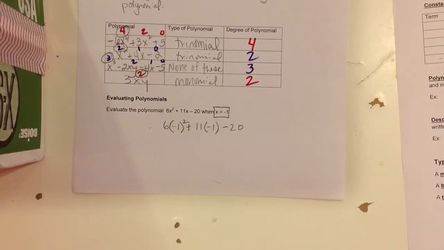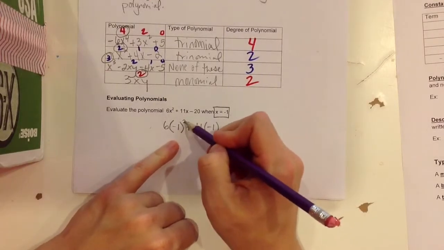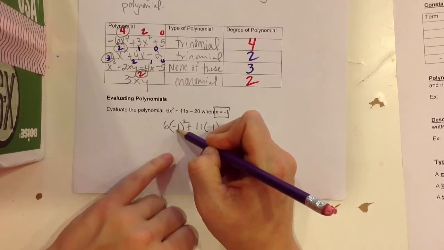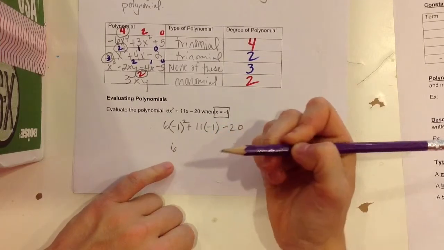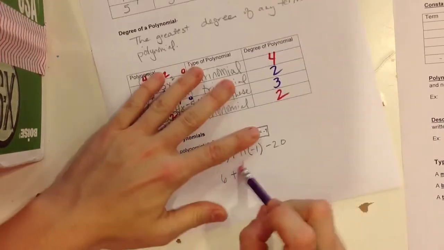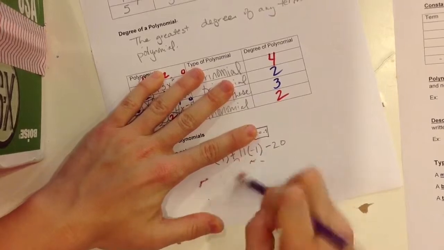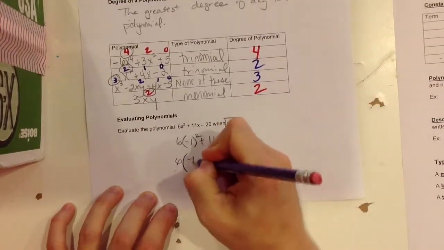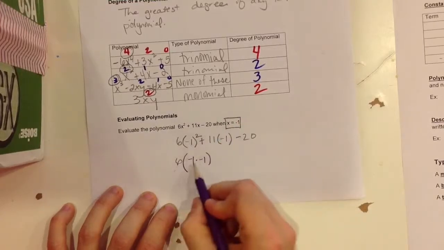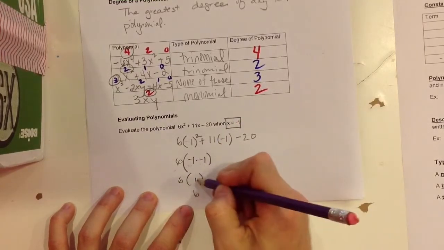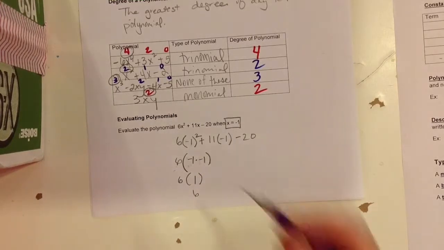To simplify, remember I have to work the exponent first. So negative 1 times negative 1 is going to give me a positive 1. So it's going to be 6 times 1, which is 6. And again, if you need to see that one worked out, let me just do it a little slower. I have 6 times negative 1 times negative 1. And negative 1 times negative 1 is just positive 1. And 6 times positive 1 is just 6.